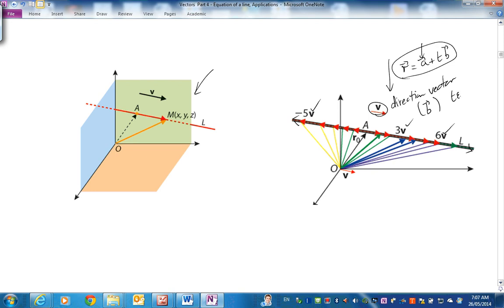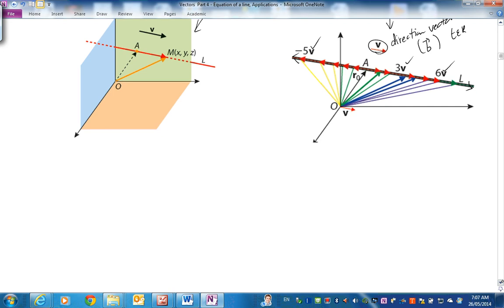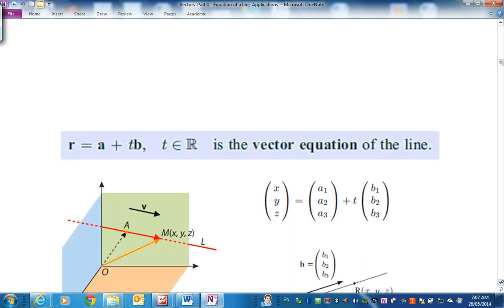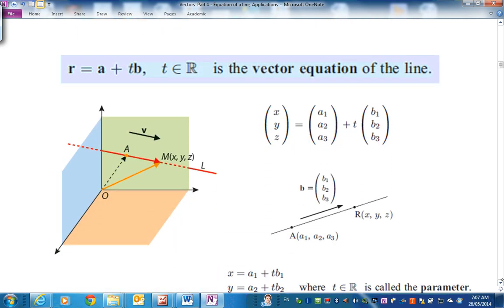So T is a member of R, and that means all that R means. Positive, negatives, fractions, decimals, rational, irrational numbers there. Okay. So do you get the idea? It's a powerful way of thinking about a line in vector land. Okay. Come down. And let's have a look at a summary of just what we've been doing there.